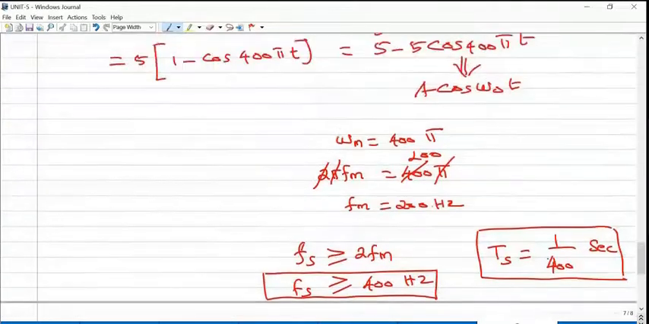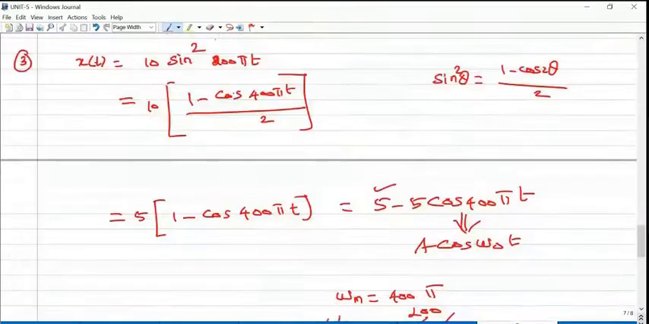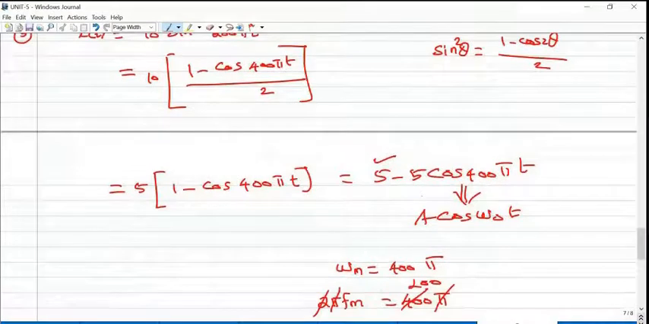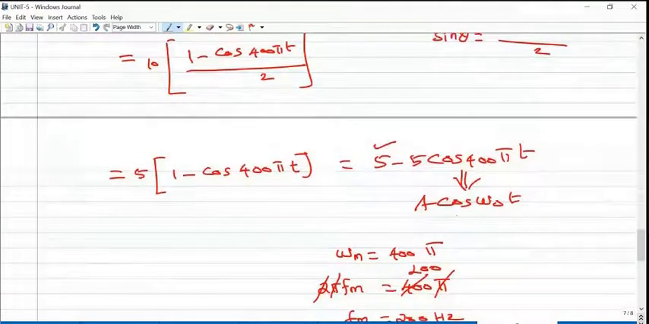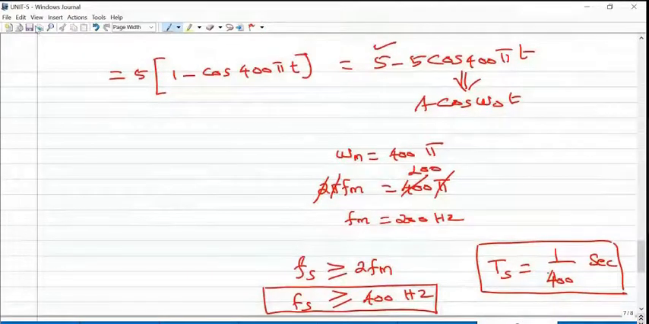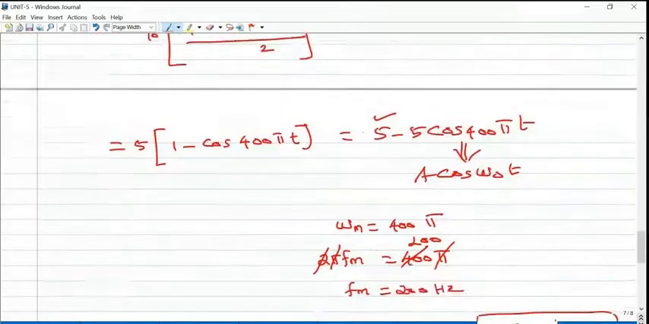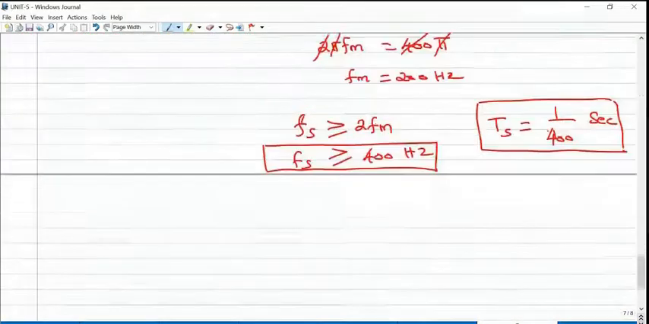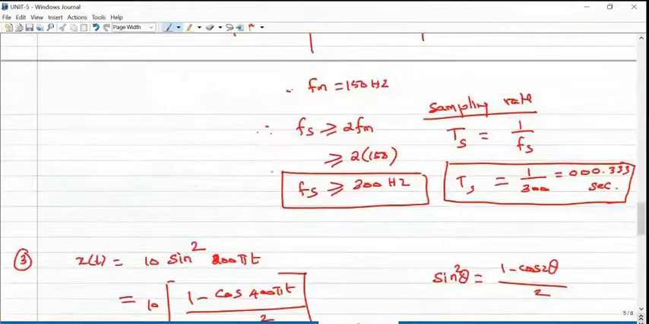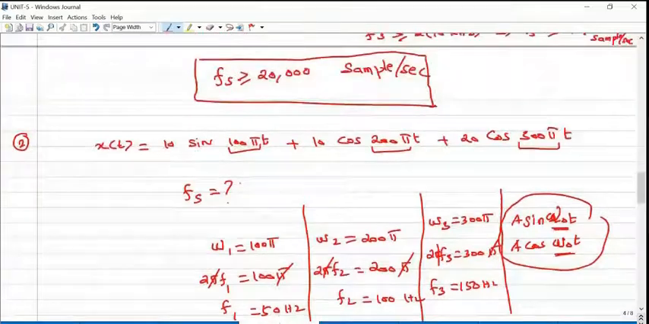Sine square theta, cos square theta, sin A cos A, sin A cos B, whatever the combination, we have to convert into individual sine and cosine components, then compare with the standard format, find fm, and fs greater than or equal to 2fm. This is another kind of problem. Like this, I could see many examples with the same pattern, no difference, but whatever the coefficient of t is, the entire term you have to consider as your omega.